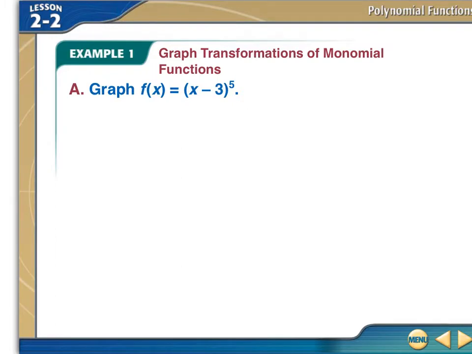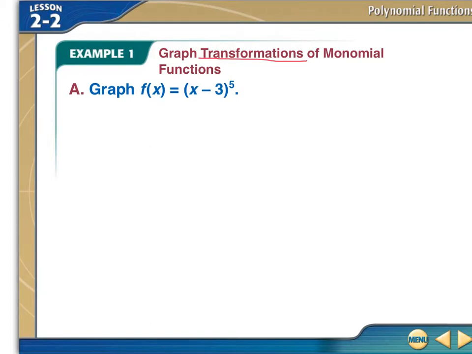In example 1, we're asked to graph f of x equals x minus 3 to the 5th power, and we're asked to graph this transformation. In chapter 1, we talked about transforming different functions. We talked about all the different parent functions, and then the transformations vertically and horizontally by stretching or compressing them, as well as translating them or sliding them from side to side or up and down.